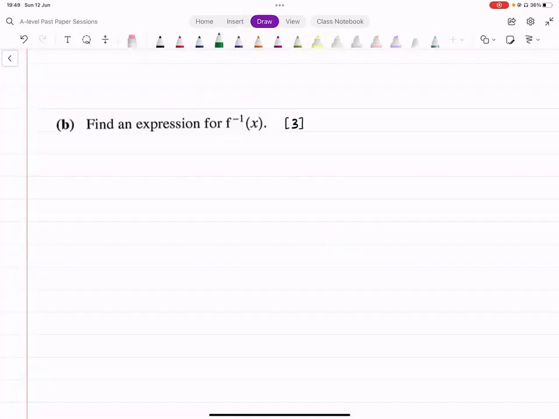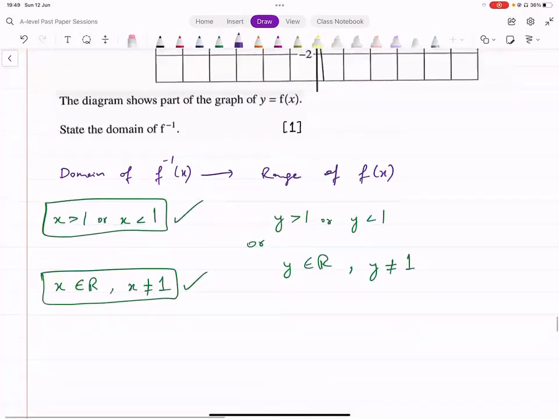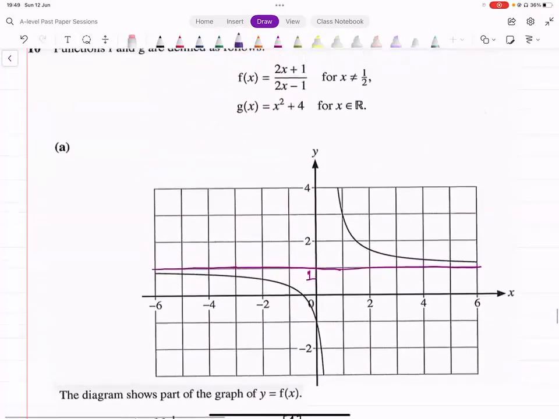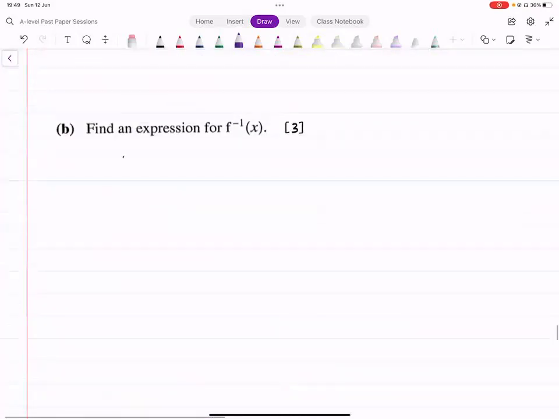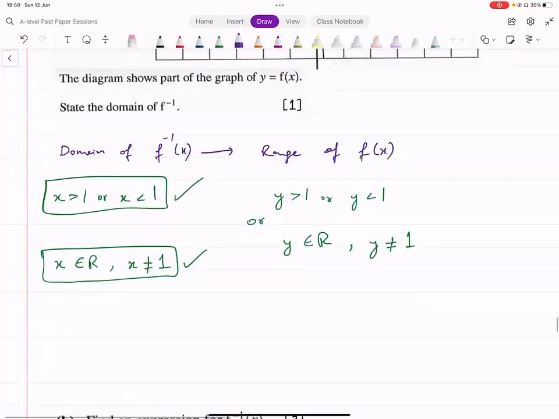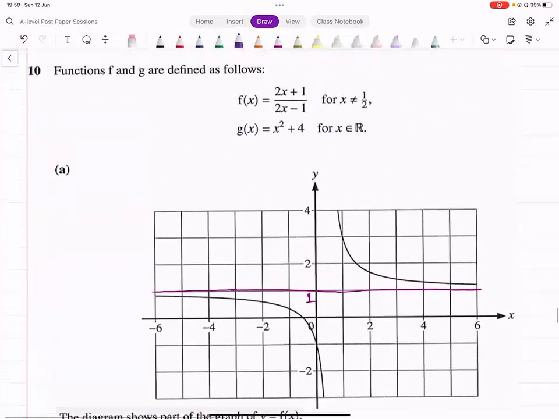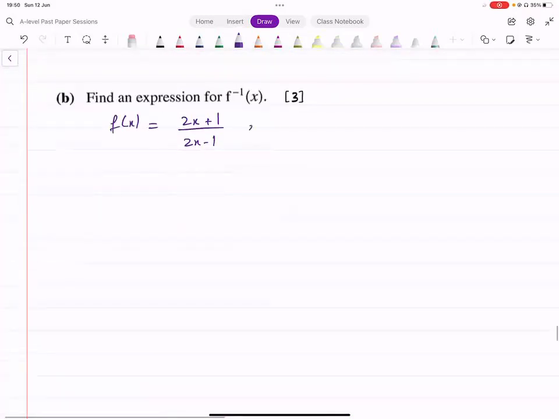It says find an expression for f inverse of x. So now we've got to find the inverse expression for the inverse function. f of x is equal to 2x plus 1 divided by 2x minus 1. That's what the function is. And we're also given that x cannot be equal to 1/2. The reason for that is that we will get 0 in the denominator, so it cannot be 1/2.